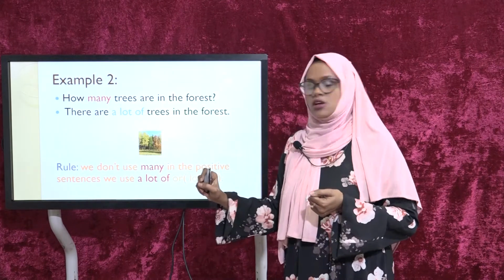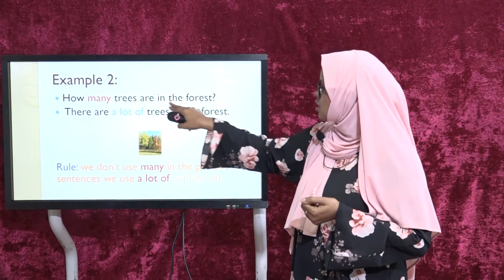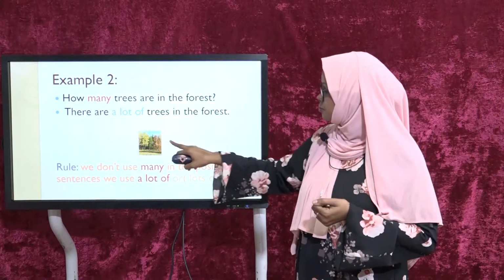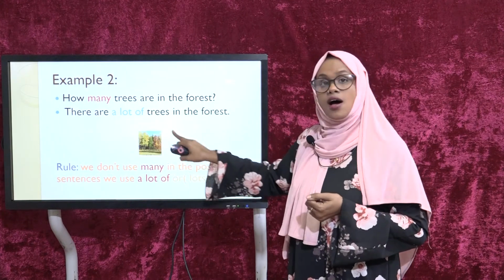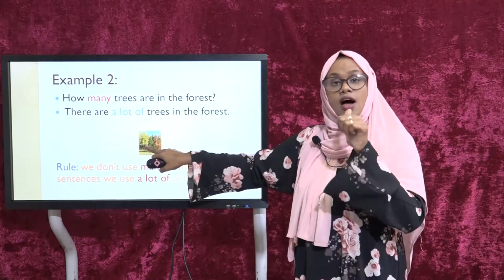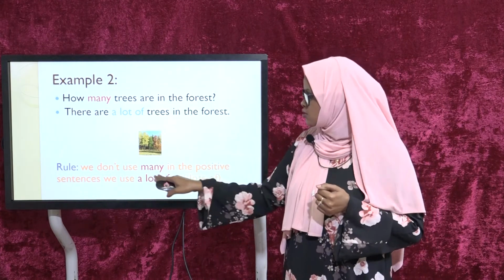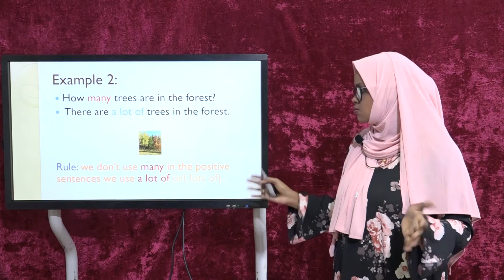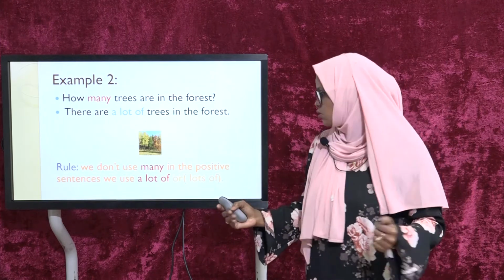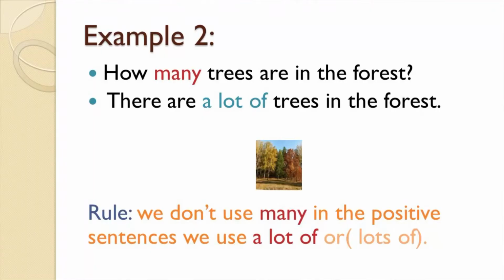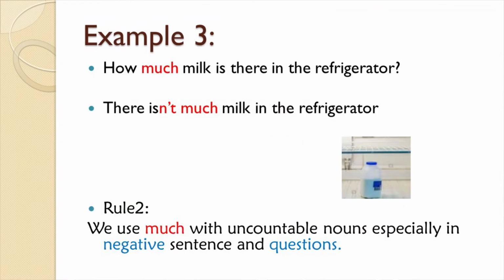Let's take a look at this example. How many trees are in the forest? There are a lot of trees. A lot of trees, a big quantity in the forest. We don't use many in the positive sentence. It is not common. It is not usual. We use instead a lot of or lots of. Both ways are correct.